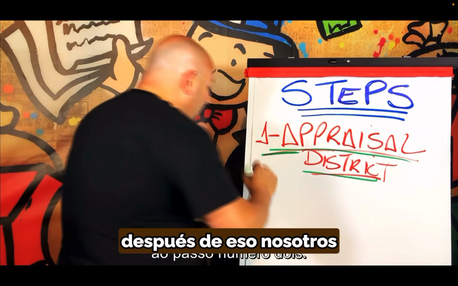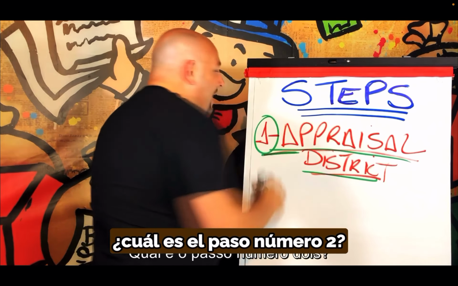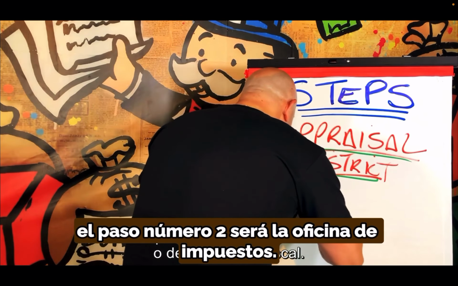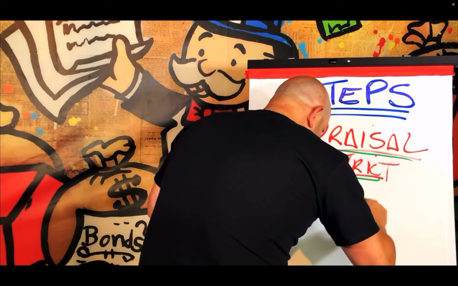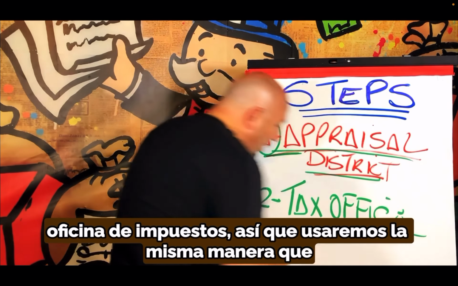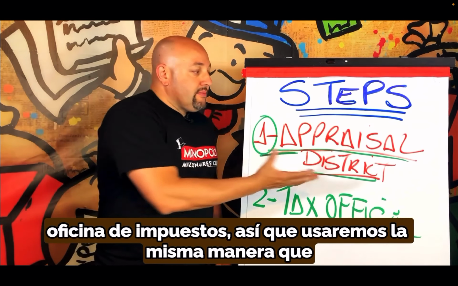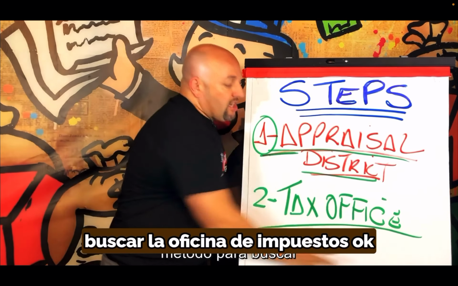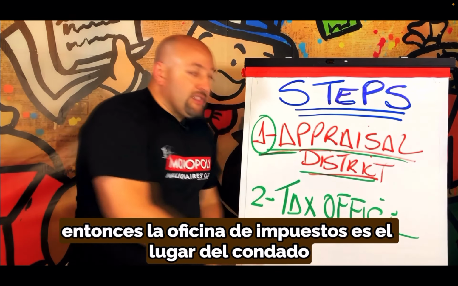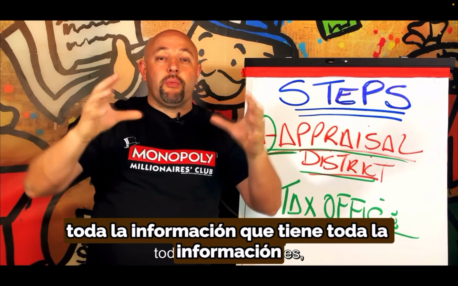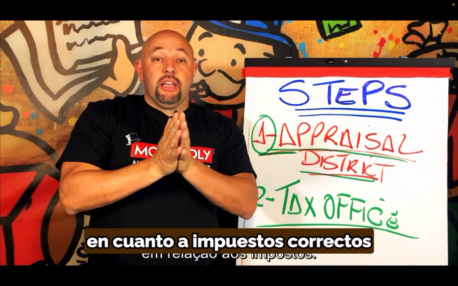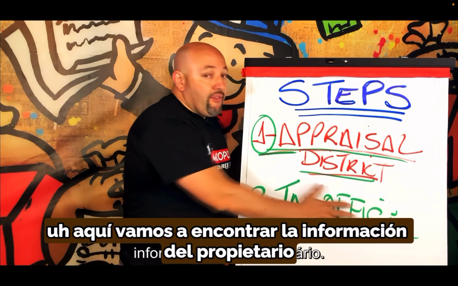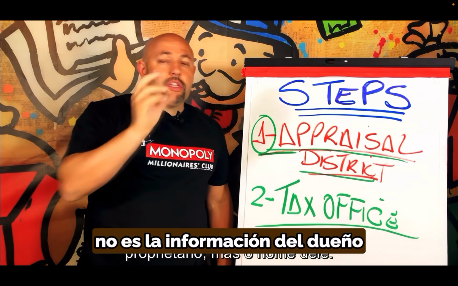After that, we're gonna go to step number 2. What is step number 2? Make sure you write this down and you have this in order. Step number 2 is going to be the tax office. We're going to use the same way to search for the tax office as we used to search for the appraisal district. The tax office is the place of the county that has all the information as far as taxes, so how much the property owes on taxes. Here we're gonna find out the name of the owner.